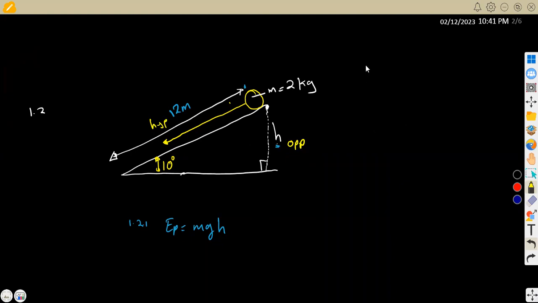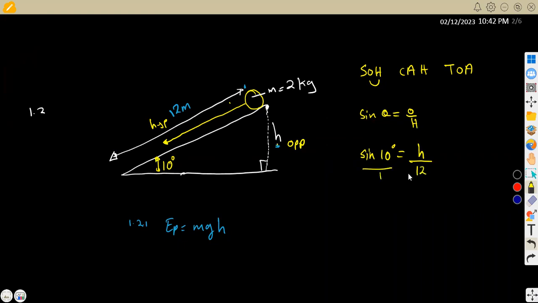So we know that from our SOHCAHTOA, from your trigonometry, we are going to apply the sine, because we have opposite and hypotenuse. That means sine of theta is equivalent to the opposite over the hypotenuse. Take note, we want to calculate h. So sine of 10 degrees is equivalent to the opposite, which is h, over the hypotenuse, that is the distance of 12 meters.